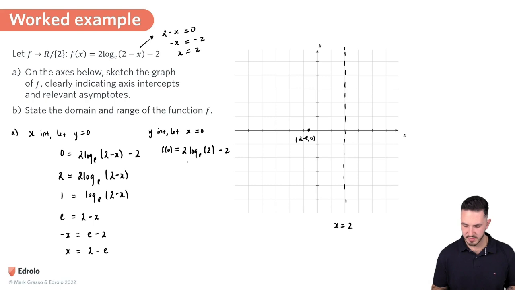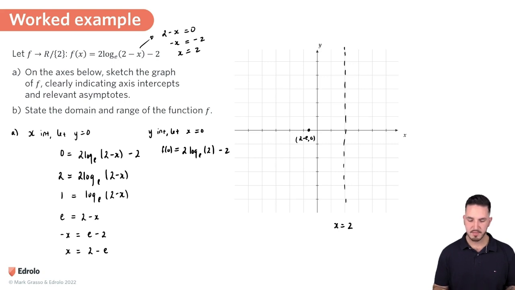Why do I say we know it's negative? Log e of 2 has to be less than 1. So let's assume that it's like 0.8. I don't know exactly what it is, but let's assume. So 2 times 0.8 is 1.6. 1.6 minus 2 is negative 0.4, so it has to be negative. So it doesn't matter about the exact value in this instance, or the exact approximation, I should say.